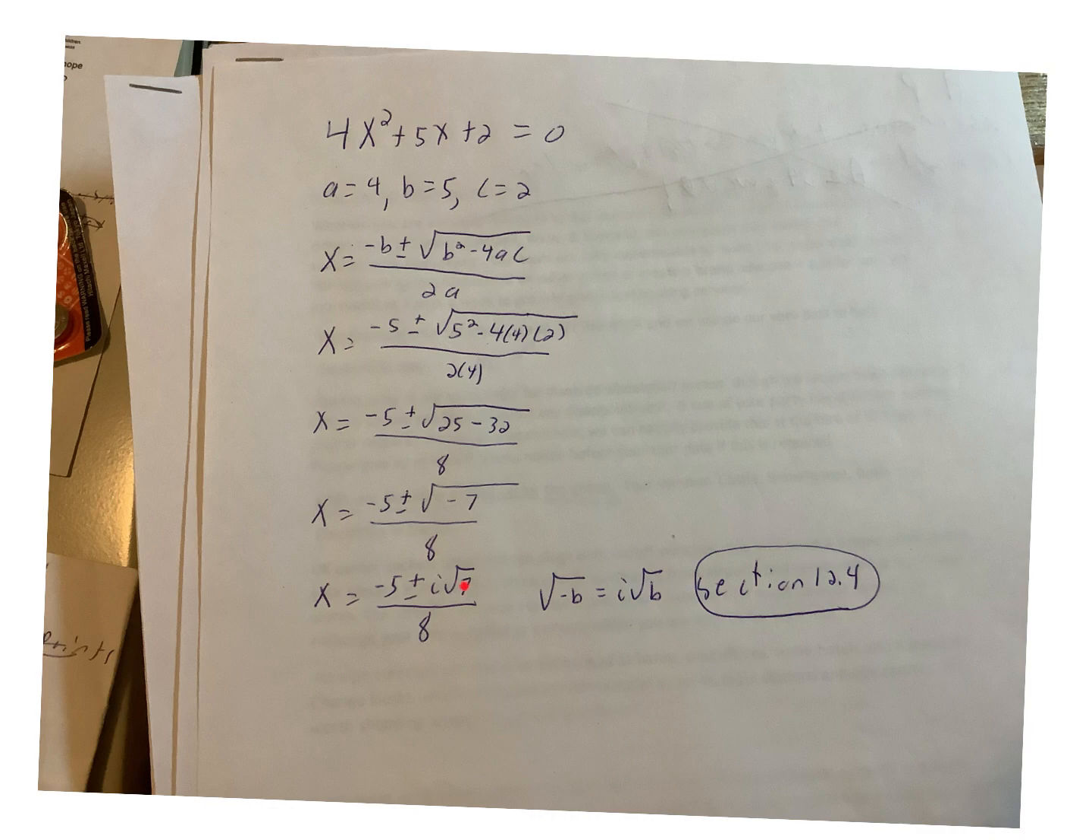Now, how did I go from here to here? Well, this goes back to an earlier section, 12.4. You could review it. In that section, the square root of -b equals i square root of b.